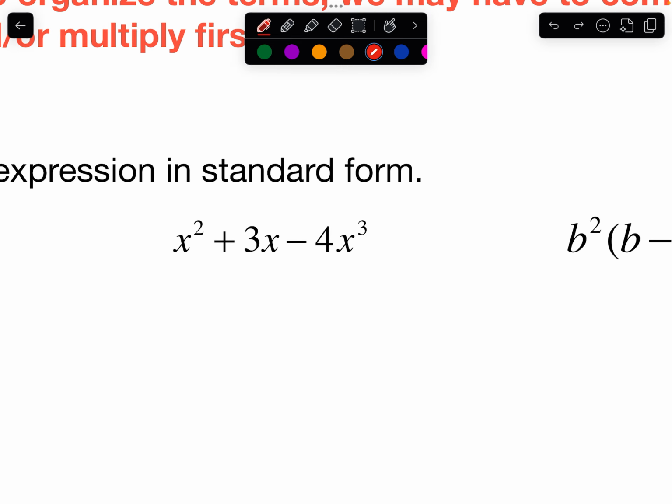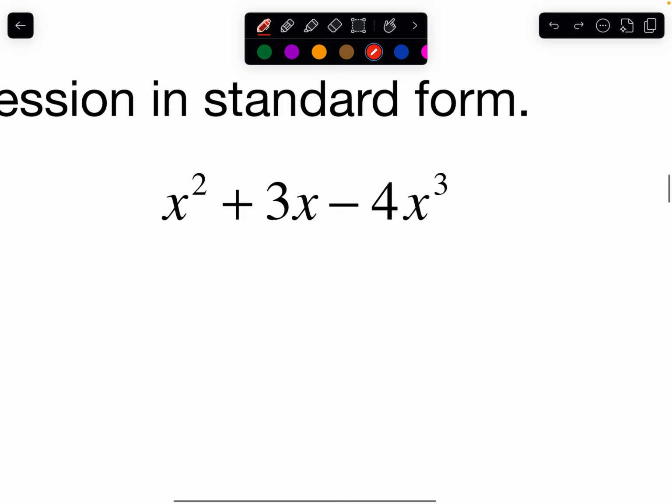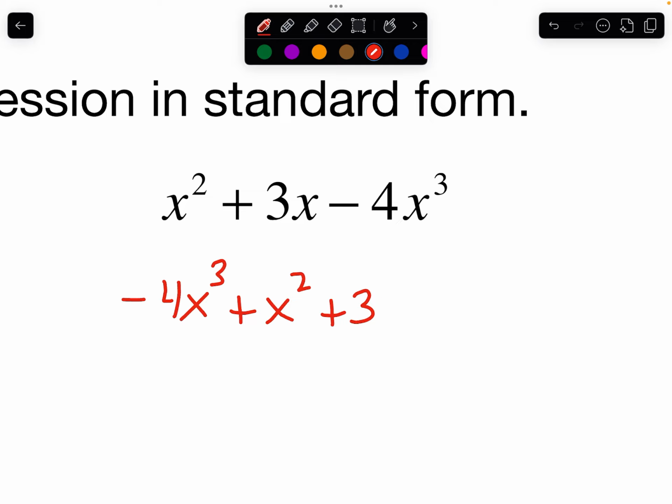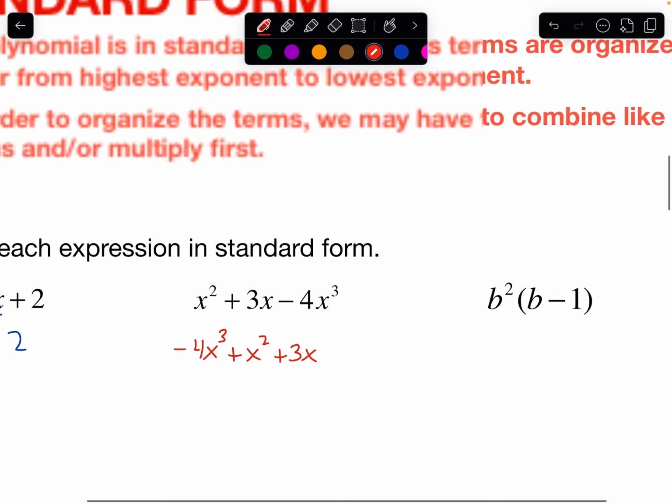x squared plus 3x minus 4x cubed. I don't see any multiplication that has to be done. We don't have any like terms because all three of these terms have different exponents, but we do have to shuffle them around to make sure their exponents go from biggest to smallest. So the biggest exponent I see there is a 3, so our first term here in standard form would be negative 4x cubed. Next, we have a positive x squared. Finally, 3x to the first power. There we have it in standard form.